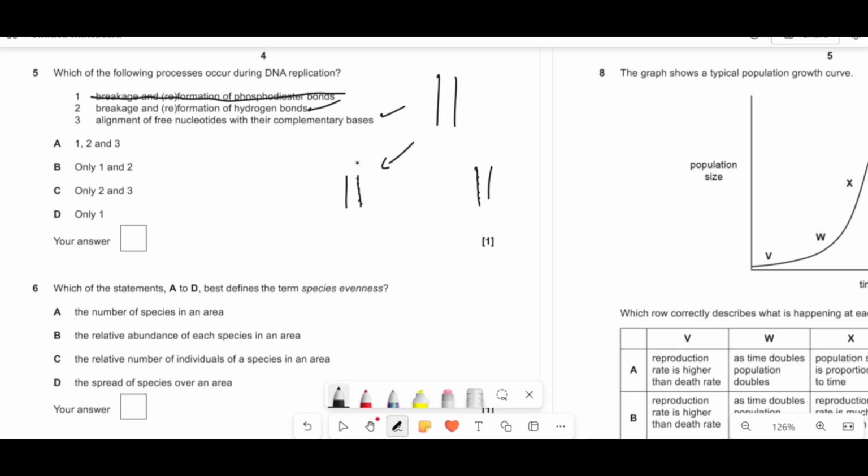And then phosphodiester bonds are only formed, not broken. So in that case, 5 has to be C, only 2 and 3.